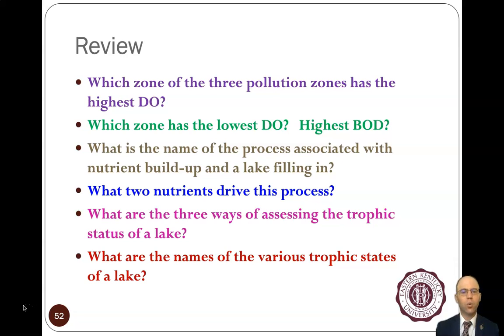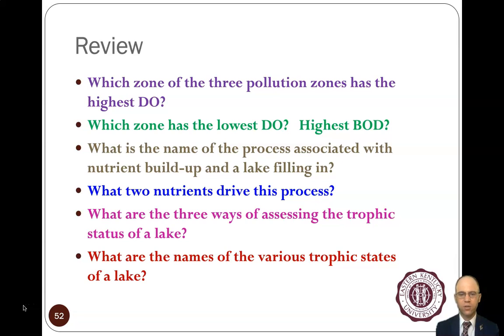All right, so what are the three ways of assessing the trophic status of a lake? Well, the three most common ways of assessing the trophic status of a lake are to measure chlorophyll A, Secchi depth, and/or total phosphorus. Those are the three most common ways. Those are the ways identified by Carlson in his trophic state index.